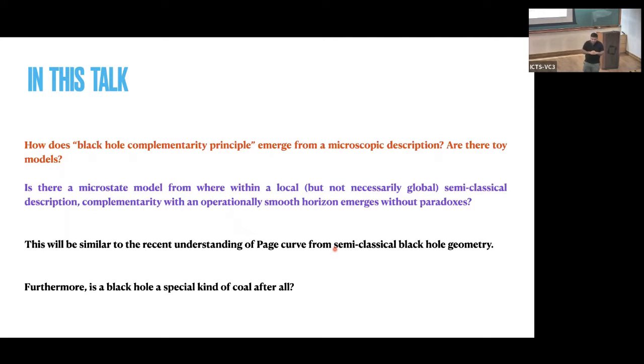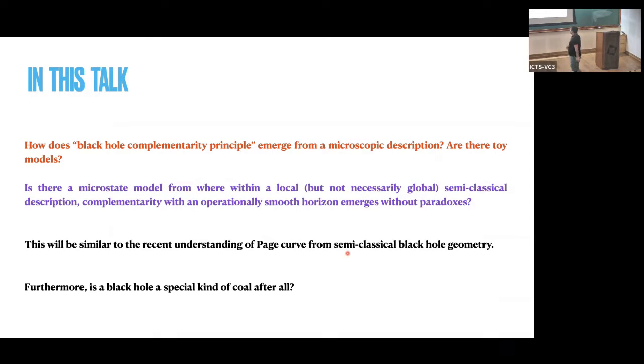I'm not sure about whether there are still no paradoxes. I won't claim too much. But we are in the understanding process now, and of course, I'm not saying that we have been able to resolve completely all these issues, but I hope we have some interesting results. This question is in the same spirit as understanding the Page curve from semi-classical black hole geometry.